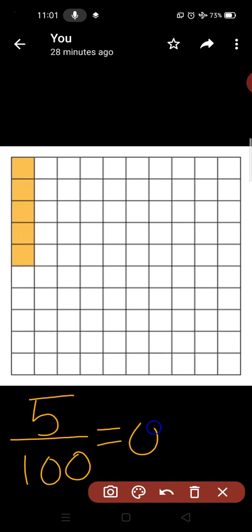Okay. Now look at this picture, this grid. Here this total square is divided into 100 equal parts. Out of these 100 parts, how many are shaded? 1, 2, 3, 4, 5. 5 are shaded, so we can denote it by 5 by 100 or 0.05. Okay, so 5 by 100 is a fraction, 0.05 is a decimal representation.